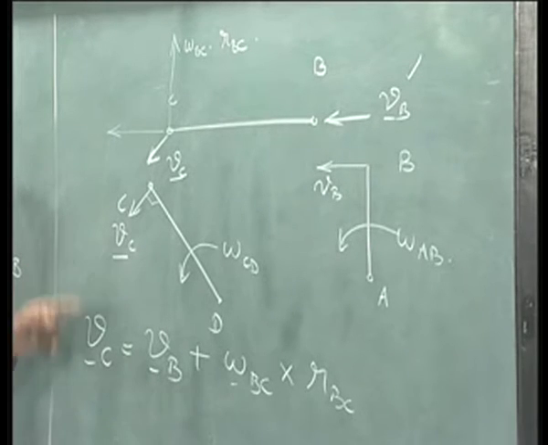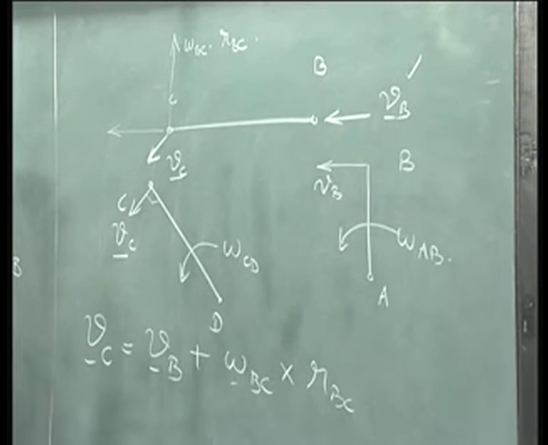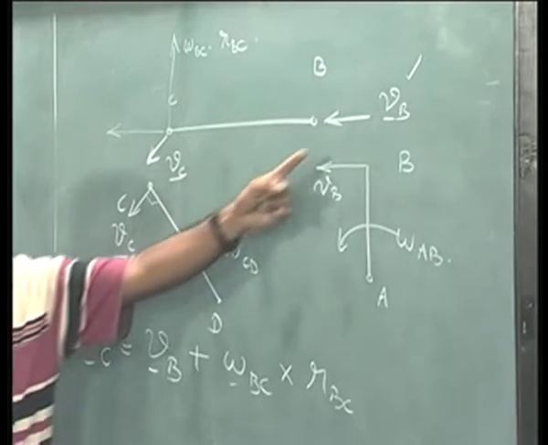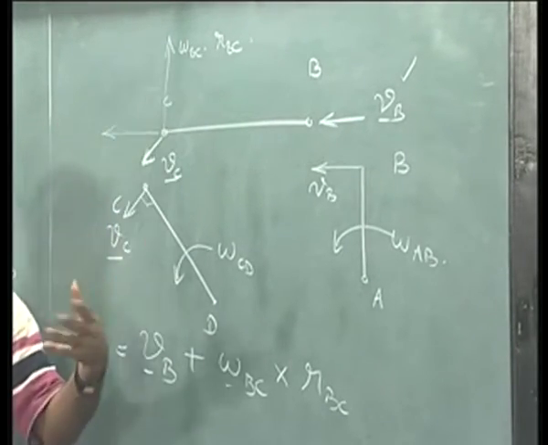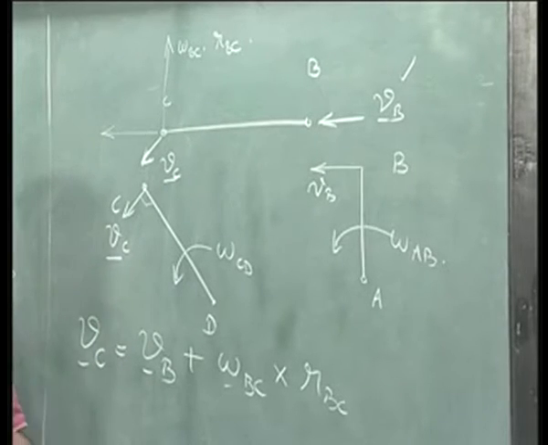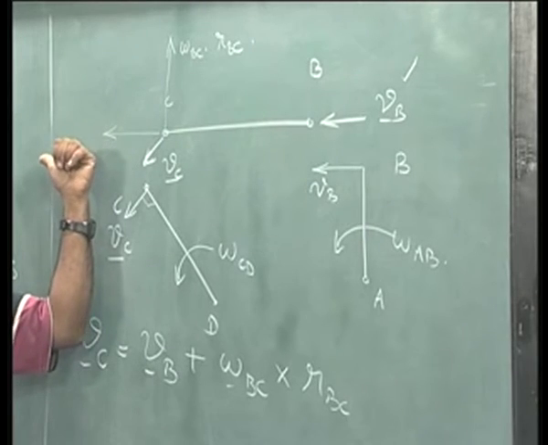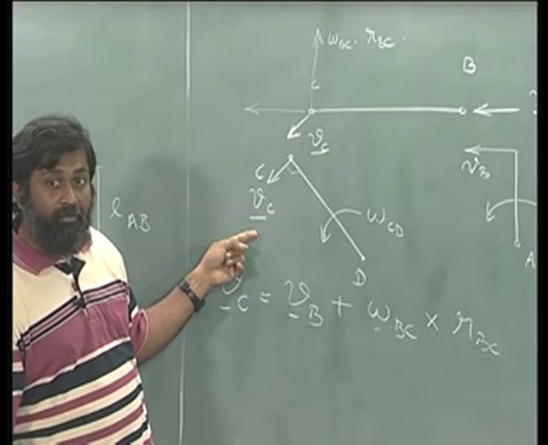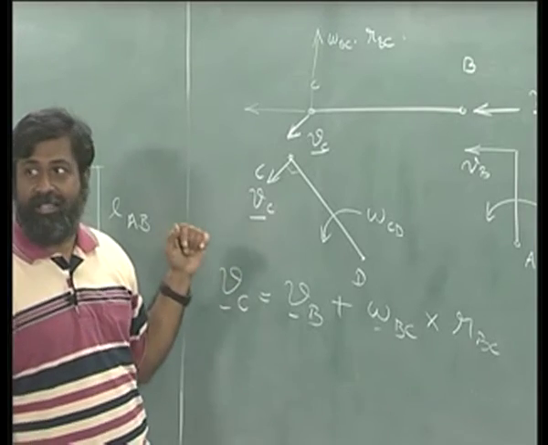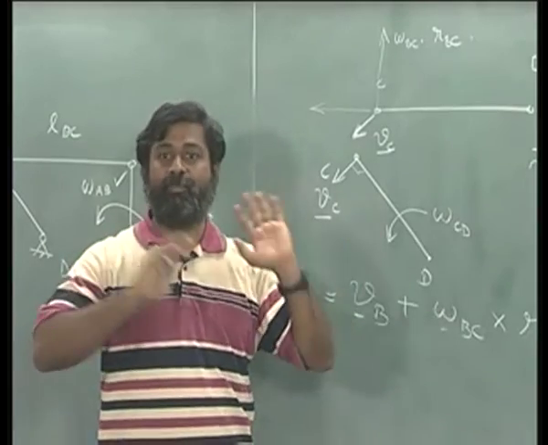Remember there is direction known here, magnitude not known, magnitude is related to omega CD. If I take two different directions, I can write two different equations. One direction will involve omega BC, the other will not. The other, which will not, will help me solve for the magnitude of VC, and therefore I can solve completely, as simple as that.